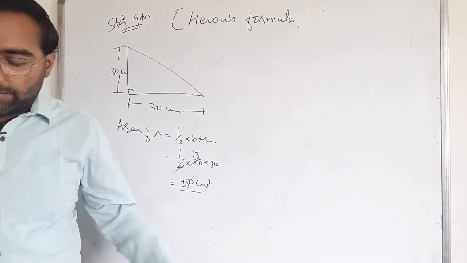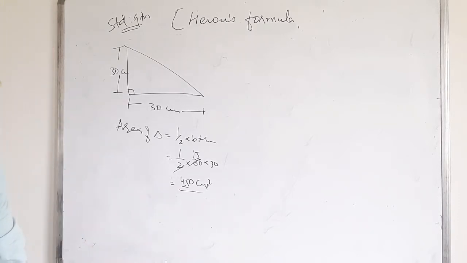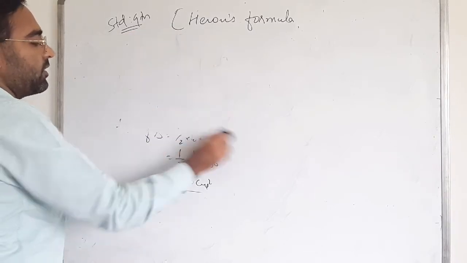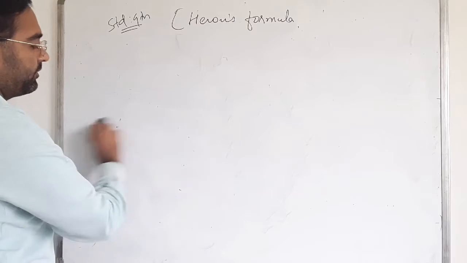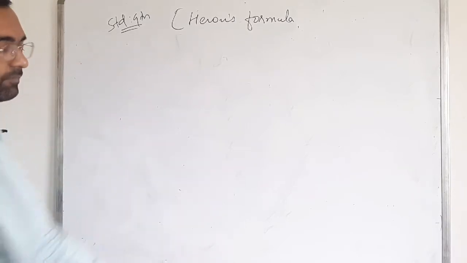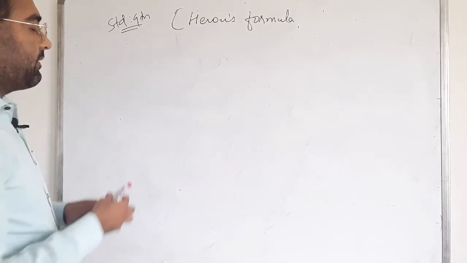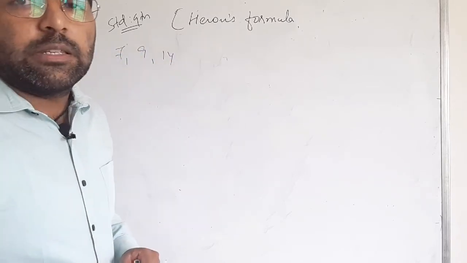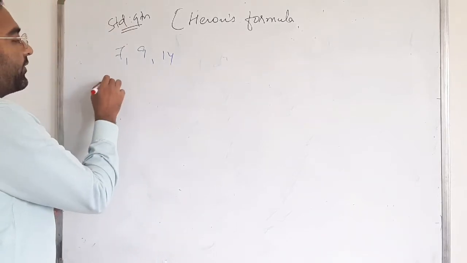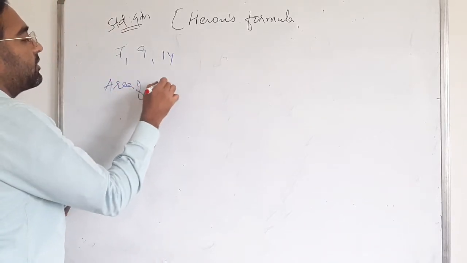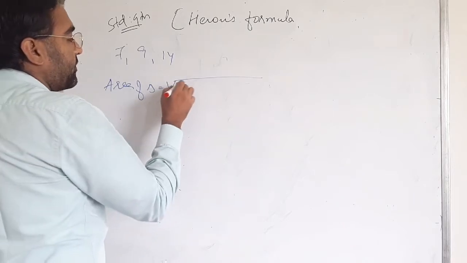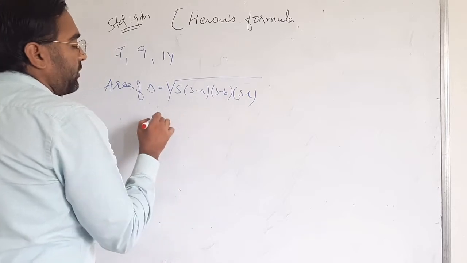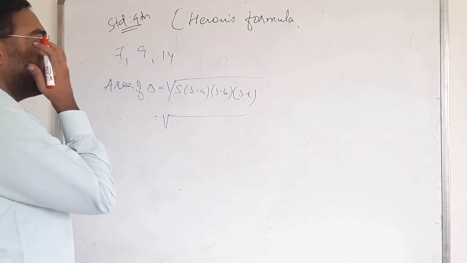The sides of the triangle are 7 centimeter, 9 centimeter and 14 centimeter, and its area is? Now the sides are given as 7, 9 and 14. What is its area? The type of triangle is not specified, so we will always use Heron's formula if it is not given that it is any particular type of triangle.